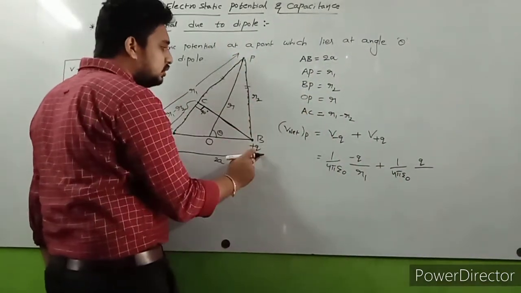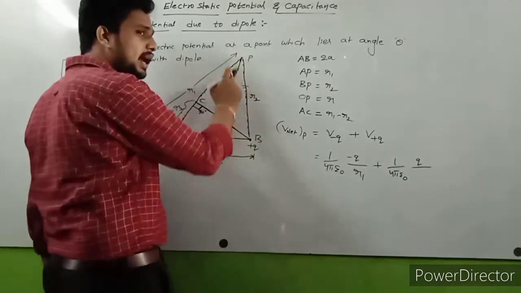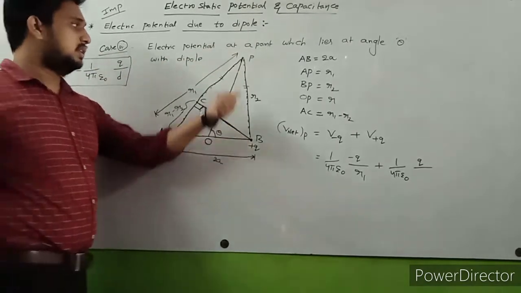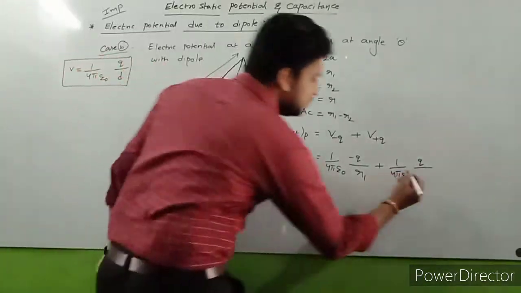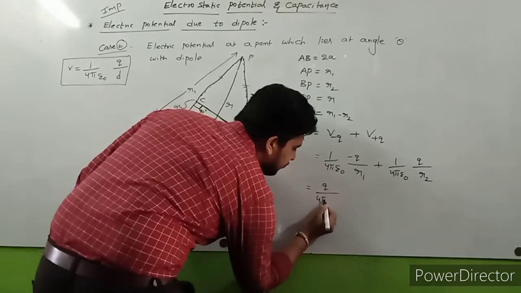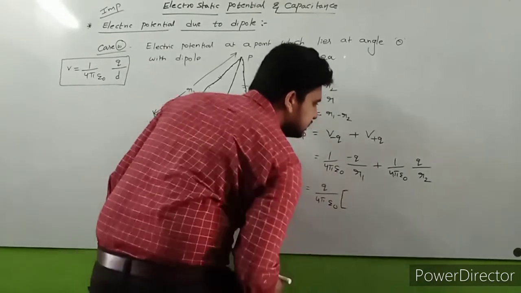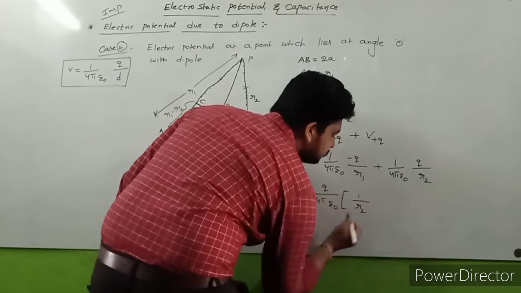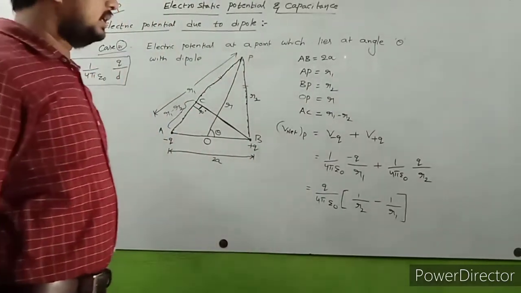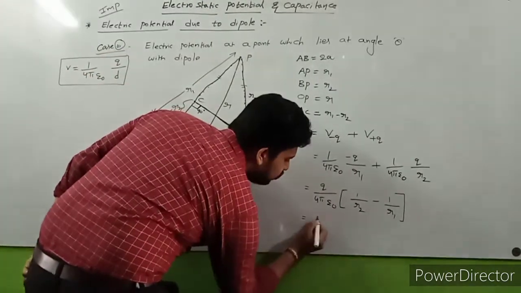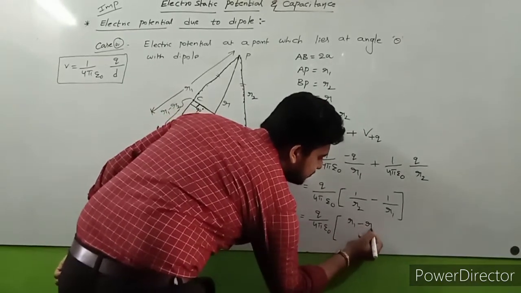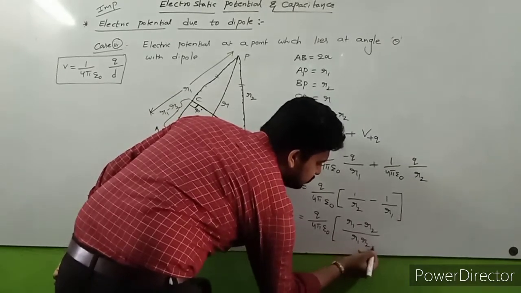Distance from point to charge is R2. Observe the diagram carefully. Here D is nothing but the distance from the point to the charge. Distance from the point to the plus Q charge is R2. Next, if you take Q by 4 pi epsilon naught common, then we get 1 by R2 minus 1 by R1. From this, Q by 4 pi epsilon naught into (R1 minus R2) by (R1 into R2).